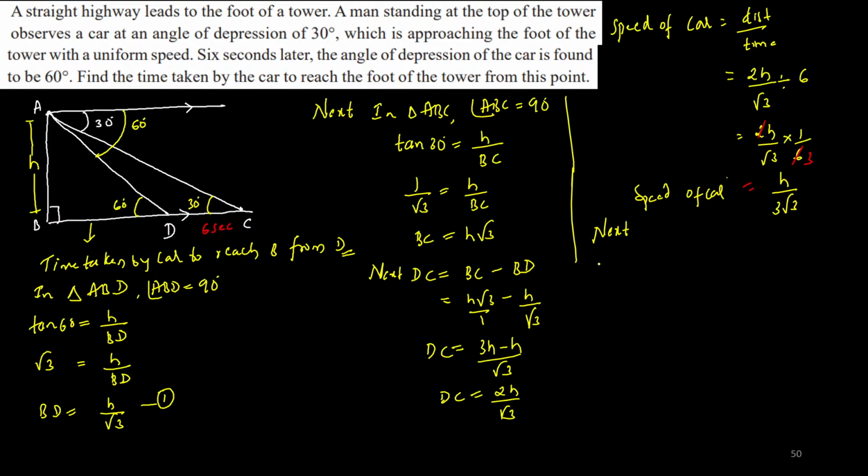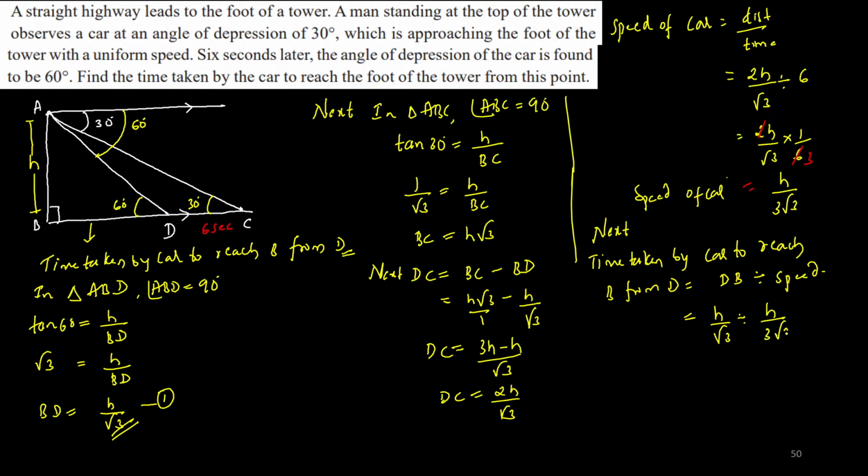Time taken by car to reach B from D is equal to distance BD divided by speed of the car. So BD is how much? We have found out the distance. So that is h by root 3 divided by speed, which is h by 3 root 3. So now h by root 3 multiplied by 3 root 3 by h.